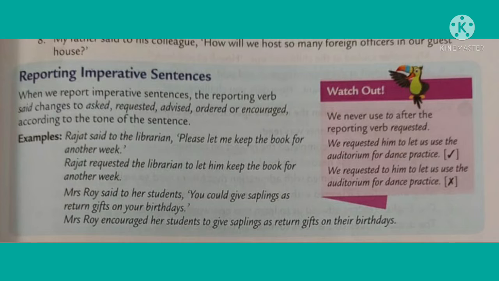Third one, reporting imperative sentences. When we report imperative sentences, the reporting verb said changes to asked, requested, advised, ordered, or encouraged according to the tone of the sentence. Example: Rajat said to the librarian, please let me keep the book for another week. Rajat requested the librarian to let him keep the book for another week.